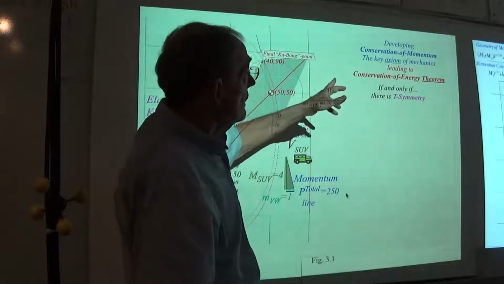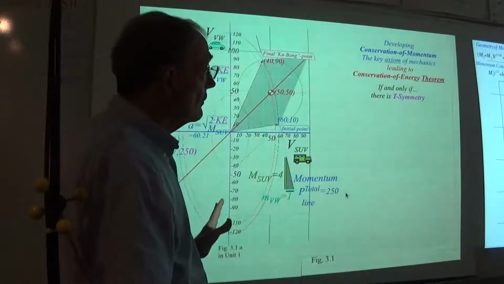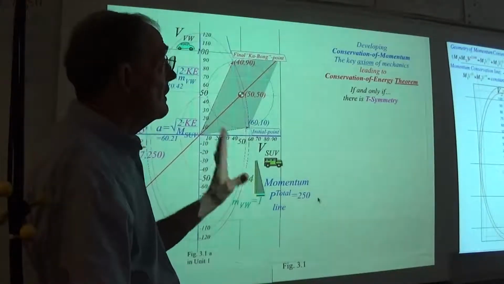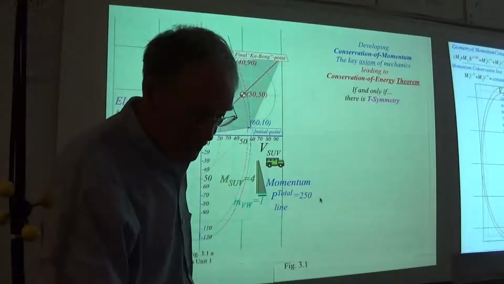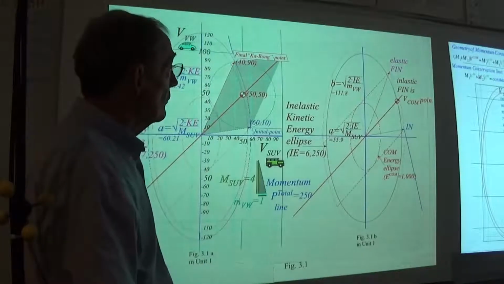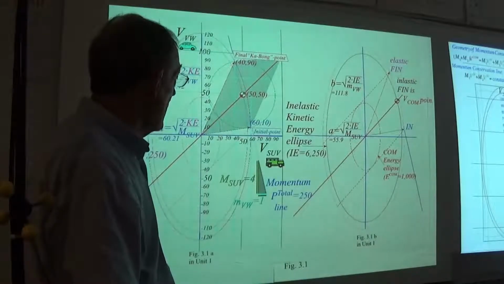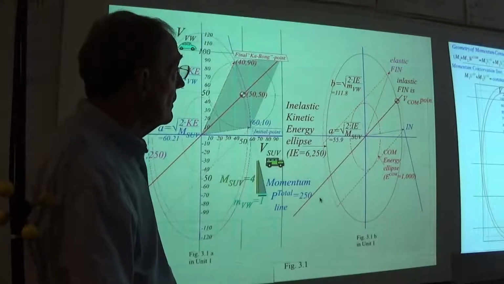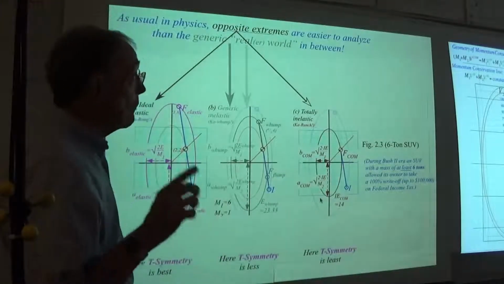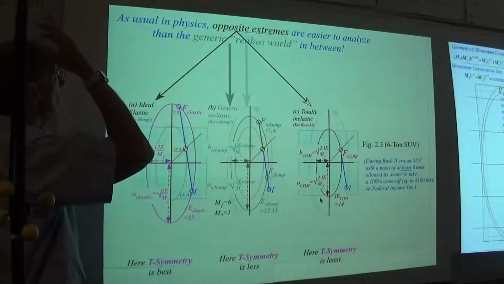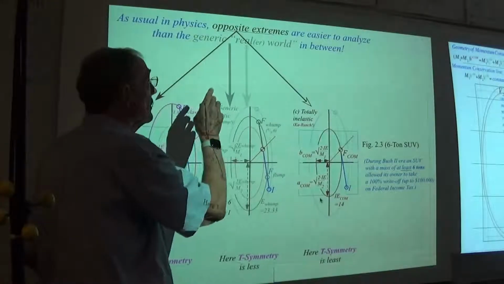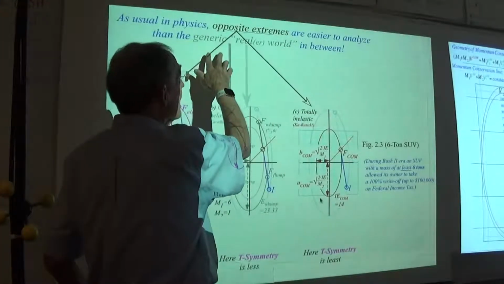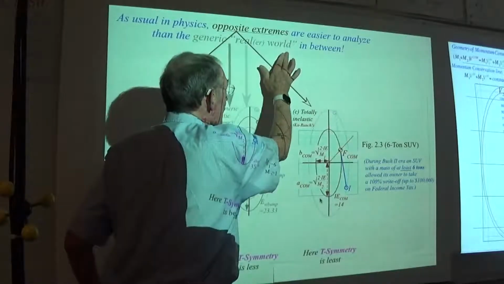Okay, so the key axiom of mechanics leads to the conservation of energy theorem if and only if there's T-symmetry. If you could sum up this whole lecture right now, that would be the result that I would be selling you. There's another way to plot it so that you can see all the pieces coming together in their little tangents here. Now, be aware, once again, we talked about idealization. As usual in physics, opposite extremes are easier to analyze than the generic real world between.